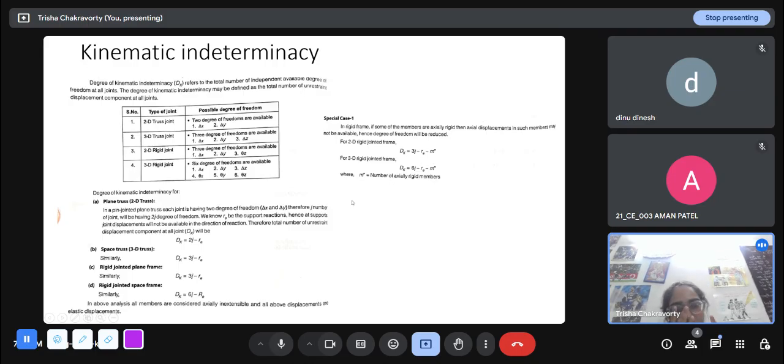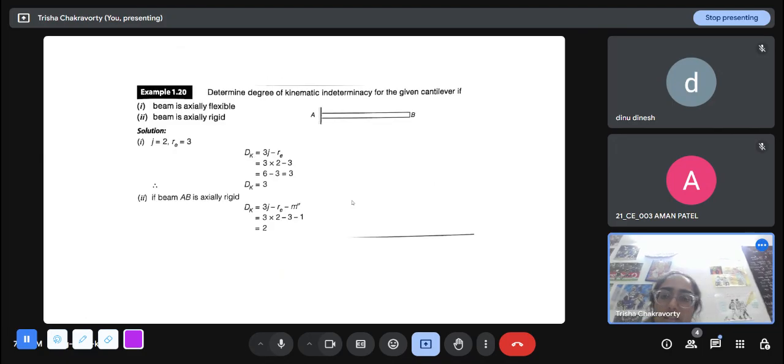So what this m dash is doing is that, suppose I have a member in a frame which is actually rigid, so it does not have one degree of freedom. For each such member I get one less degree of freedom. So if there are 3 actually rigid members, I will find the normal D_K and I will subtract 3, because the axial displacements for those 3 members are restrained. Okay, so let's look at examples now.